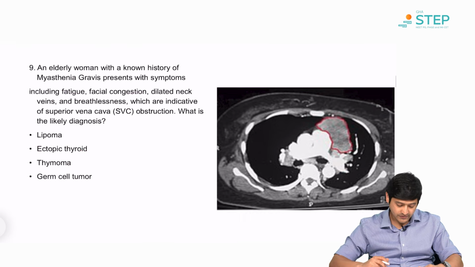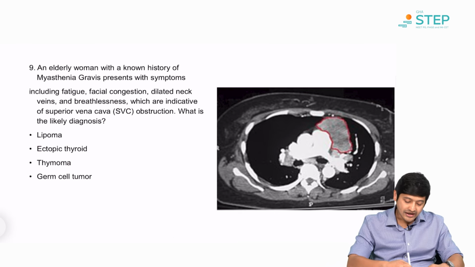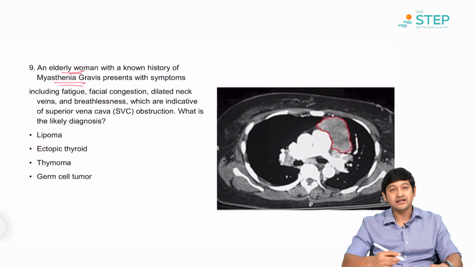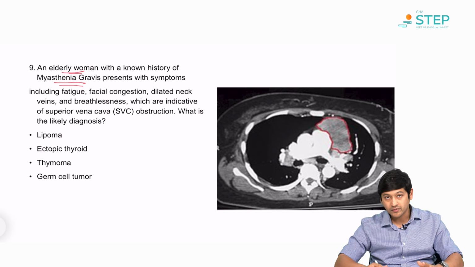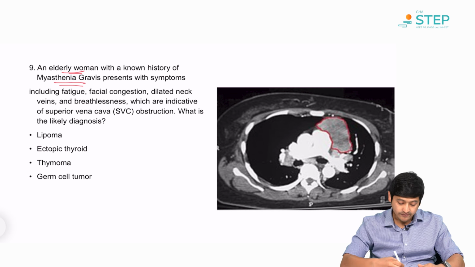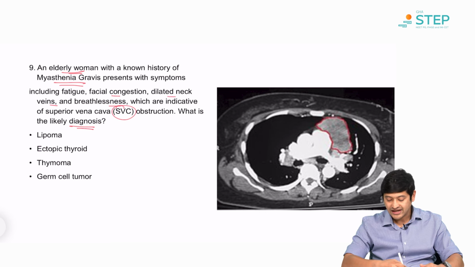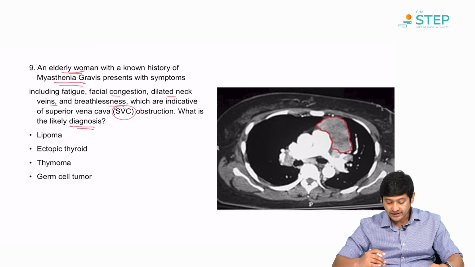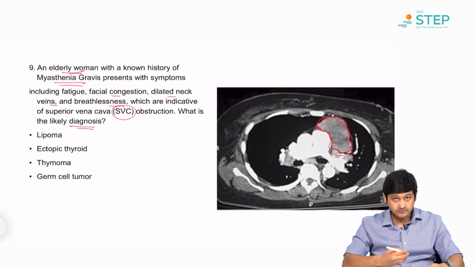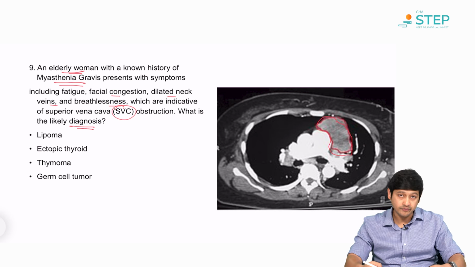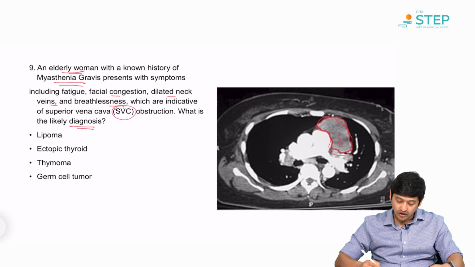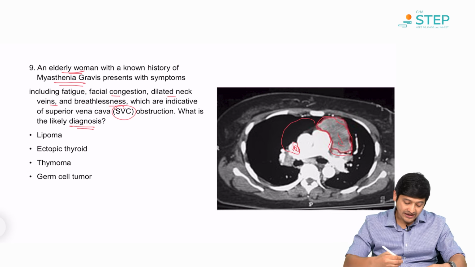Another question is asking you, in an elderly woman with known myasthenia gravis, what is the likely diagnosis? She's also been said to have facial congestion, dilated neck veins, and breathlessness. So she has some SVC obstruction. What is her likely diagnosis? So we've taken a CT at a relatively lower level, which shows a soft tissue density lesion in the anterior mediastinum, extending inferiorly. On the other side, it would extend to compromise the SVC and give you all the symptoms that the lady has.